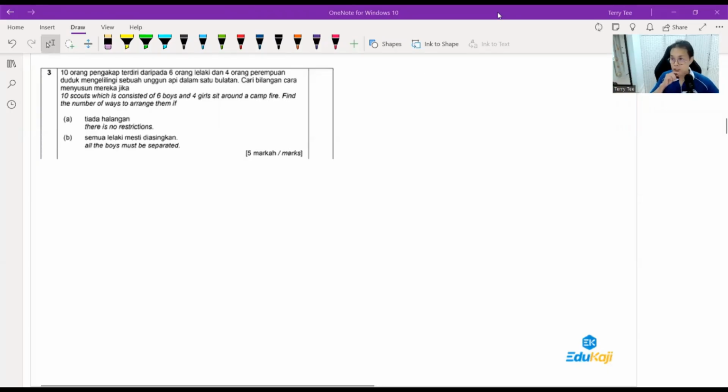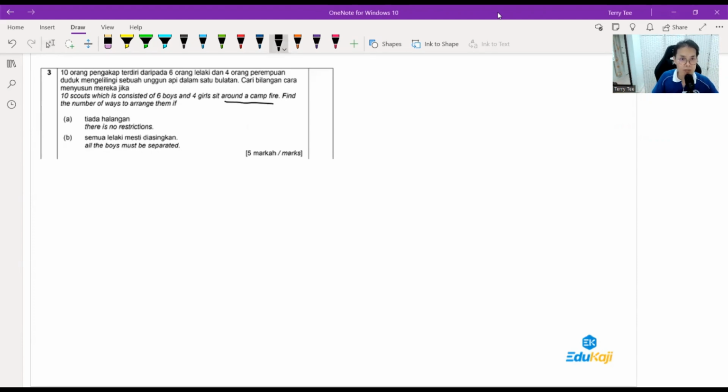Okay, this is question 3, Form 5, Chapter 4, Permutation and Combination. So here we have 10 scouts, which consists of 6 boys and 4 girls. They sit around a campfire. Find the number of ways to arrange them if there is no restriction. Okay, so sometimes you know they say around a campfire.